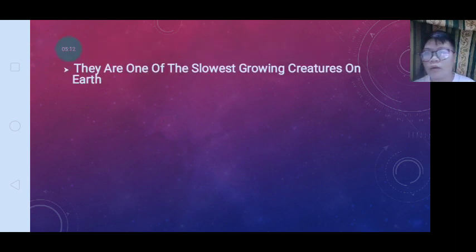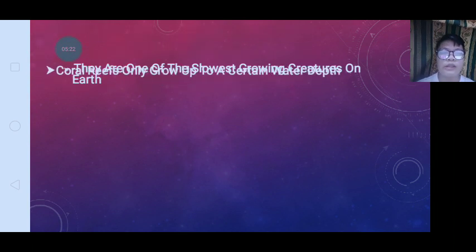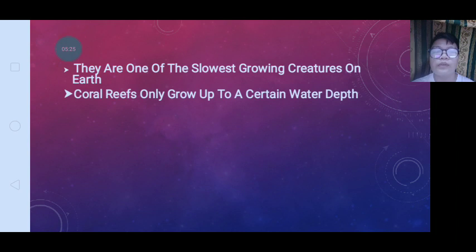The next characteristic of coral reefs: they are one of the slowest growing creatures on Earth. Corals have calcium carbonate skeletons and cover large areas, with an estimated 1 centimeter growth in height per annum. A coral reef spreading just a few square kilometers would have taken around 1 million years to grow.